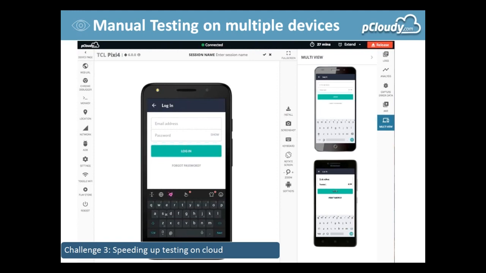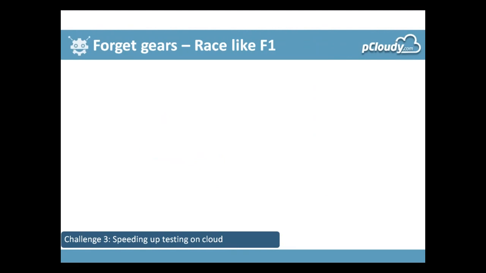But we have given a solution to do that kind of testing where you're not only speeding up the testing, but you can compare in real time across various devices and then find out the right kind of bugs and log them then and there. So this just changes the game when you are doing manual testing, and this is what we call testing in the fifth gear.